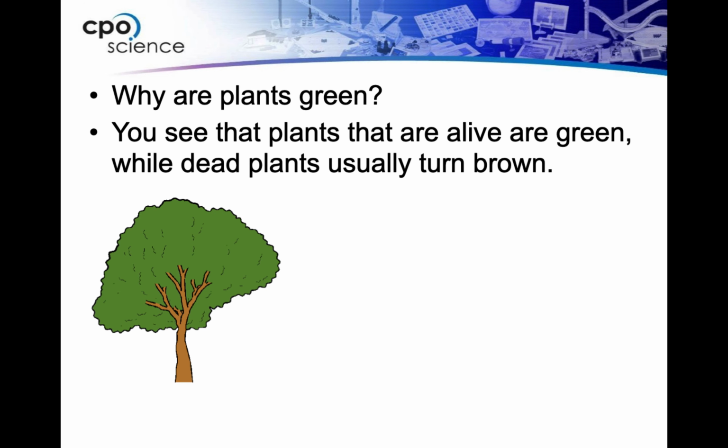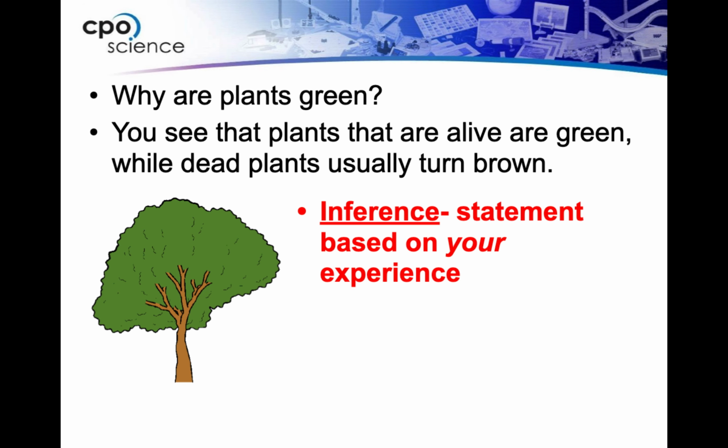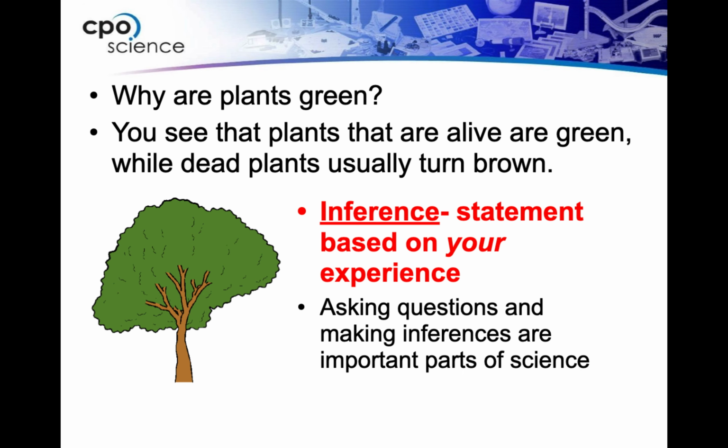So when you look at anything in our world, if you can ask a question, something as simple as why are plants green, that starts the scientific process moving. Maybe you notice that plants that are alive are green, while dead plants usually turn brown. Now that particular statement is called an inference. An inference is a statement based on your experience. And notice it's italicized, your. So think about things that have happened to you in the past, so you have a really good prediction that it's going to happen in the future, or you're noticing a pattern. Those things are called inferences. So inferences are statements based on your experience.